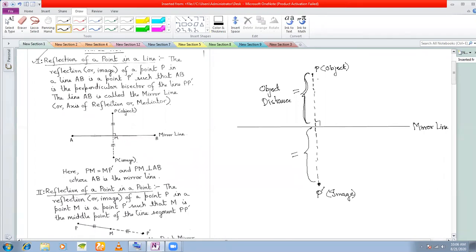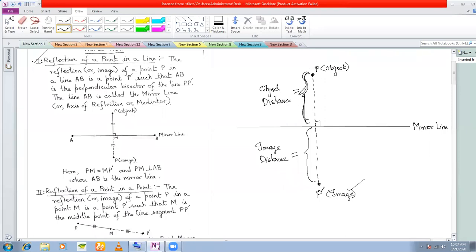We have now reflected this point P on this mirror line to get my image P dashed, which in physics you know as image distance. Okay, so the rule here is that image distance must be equal to object distance. And what distance are we talking about? We are talking about the perpendicular distance.